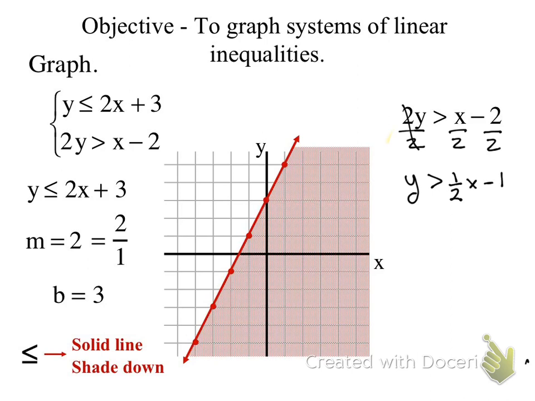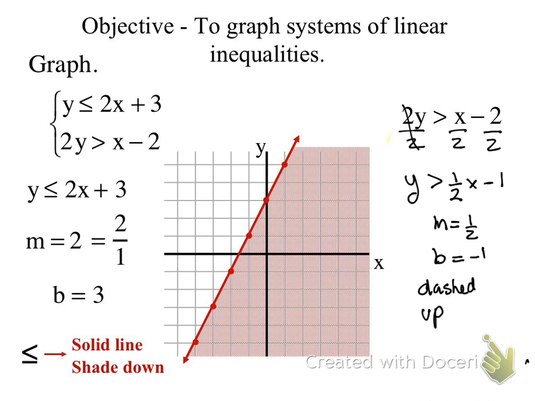Okay, what do I need to identify out of there? What is my slope? 1 half. And my b is negative 1. Is this going to be solid or dashed? It'll be dashed. And will I shade up or down? Right, because y is greater than. Greater than, that point of intersection, greater than would be up.